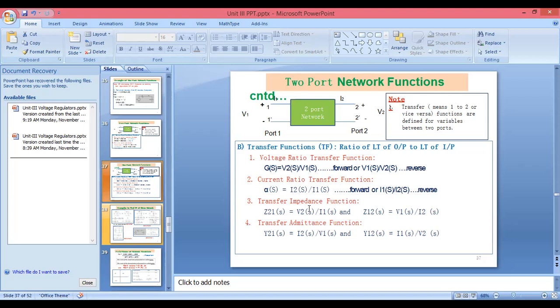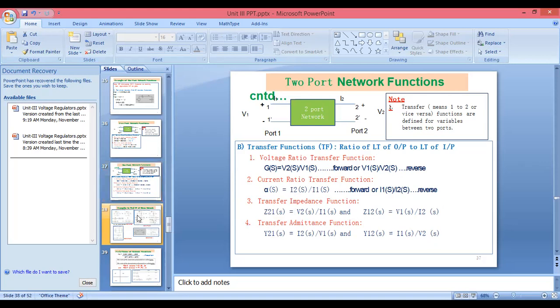It will be the reciprocal of the transfer impedance, and we call that the transfer admittance. If we take the reciprocal, I2(s) upon V1(s), we call this the admittance Y21(s). And if we are calculating Y12(s), you will get the reciprocal of Z12, that is I1(s) upon V2(s).